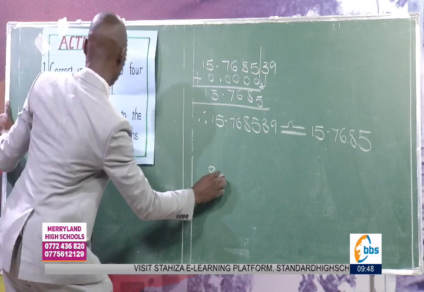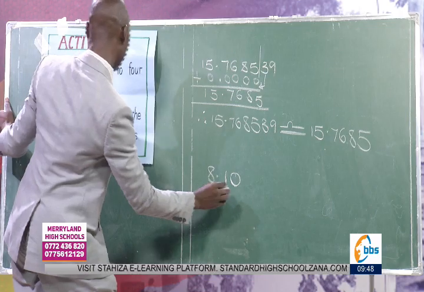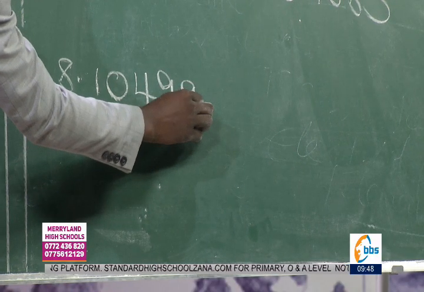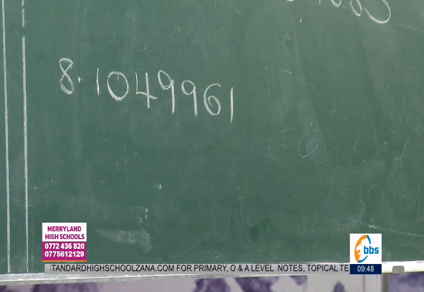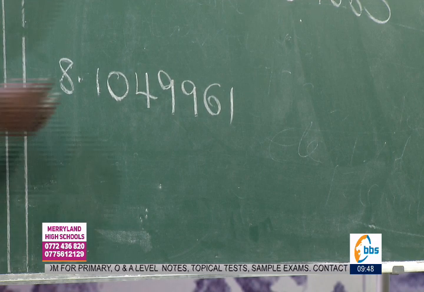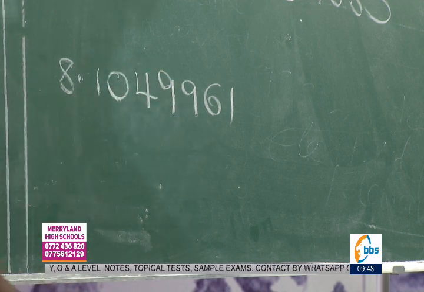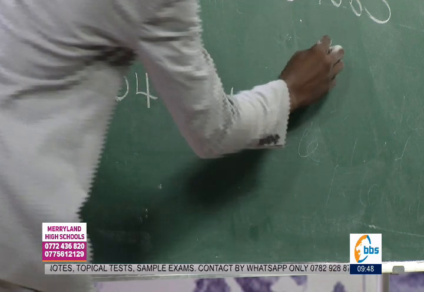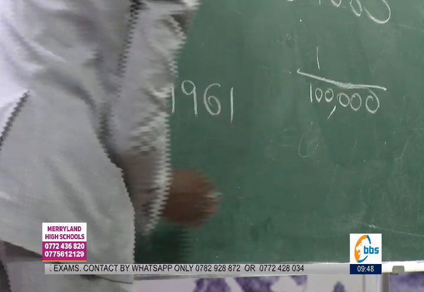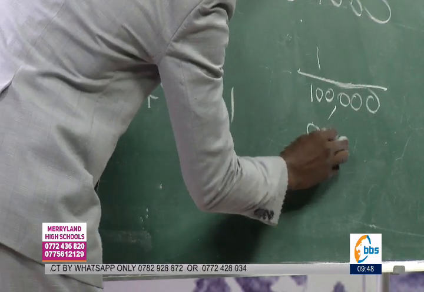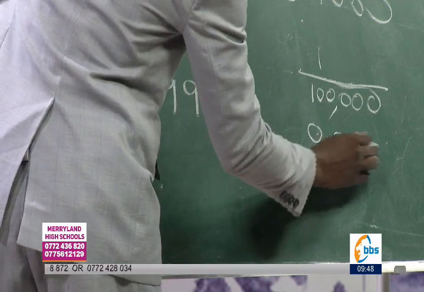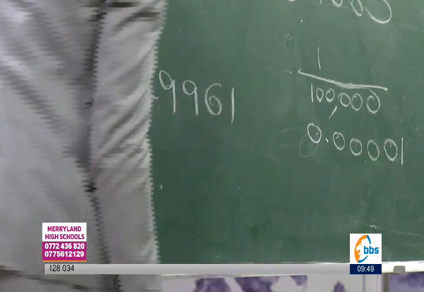This is 8.10. Let me do it faster. 49961 to the nearest 100,000ths. Now, give place values if possible. 100,000ths is written as 0. How many decimal places? There will be 5. 0, 2, 3, 4, 5.